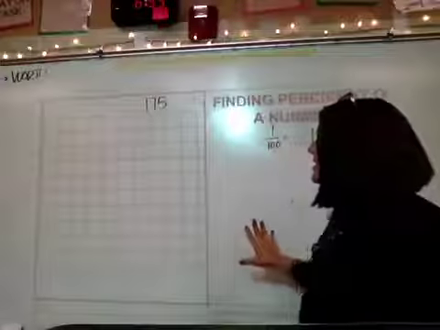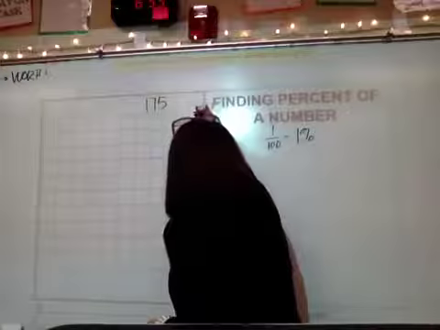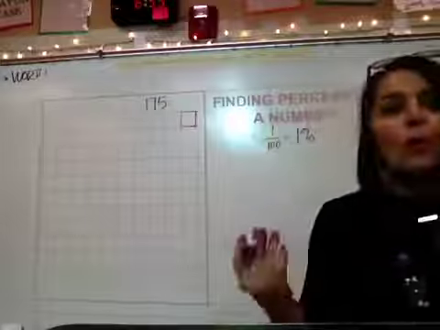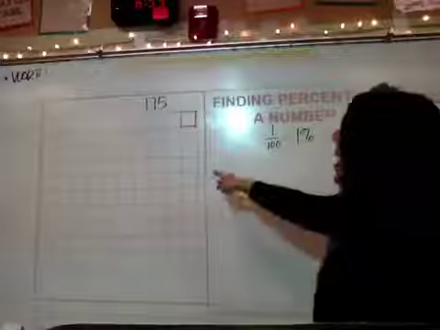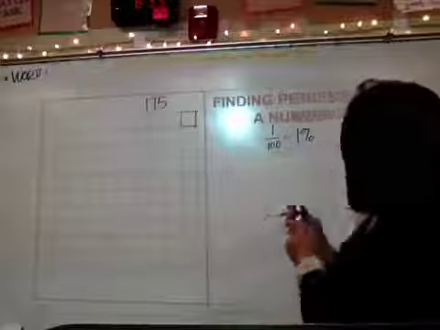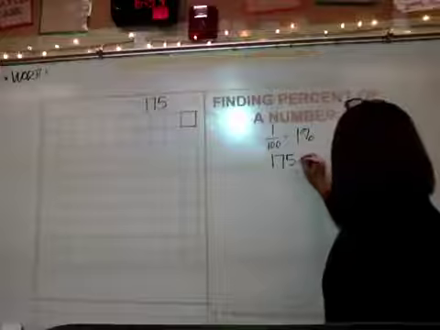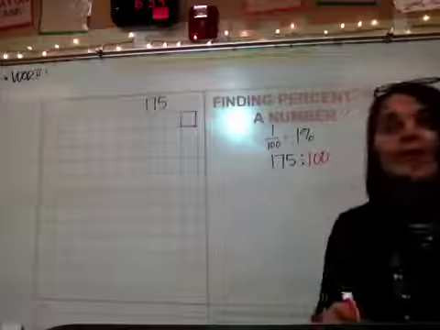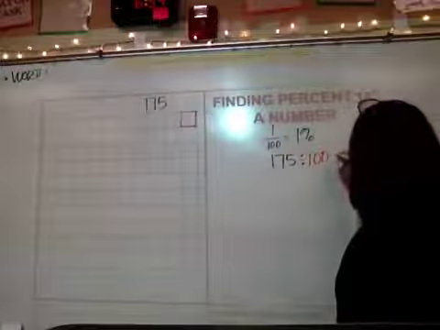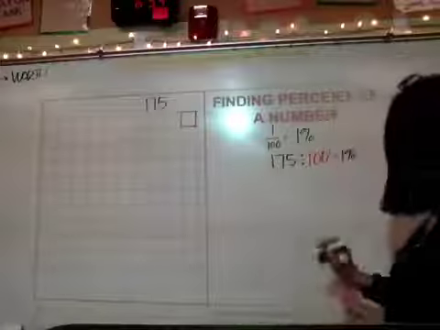So I have 100 boxes here. Each box represents 1% of whatever number you have. In this case, we have the number 175. So this box represents 1% of 175. If I take 175 and divide by 100, that gives me 1/100th or 1% of 175, which is $1.75 or 1.75.